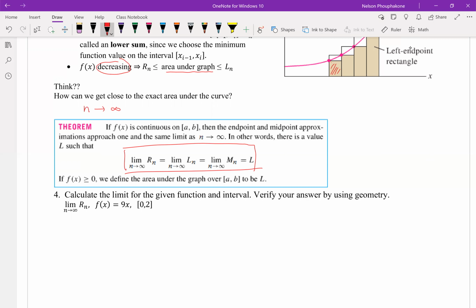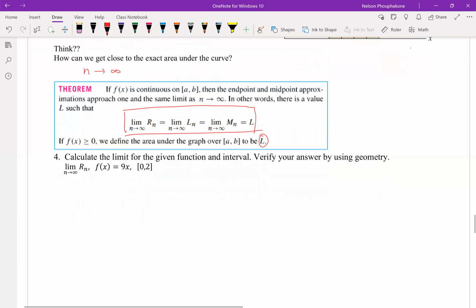Okay. Then if f of x is greater than or equal to 0, we define the area under the curve, under the graph over [a, b], to be L. Then this L is the area under the curve. So let's see if we could find the exact area by taking the limit of L sub n or M sub n. Okay, so let us try this one then.